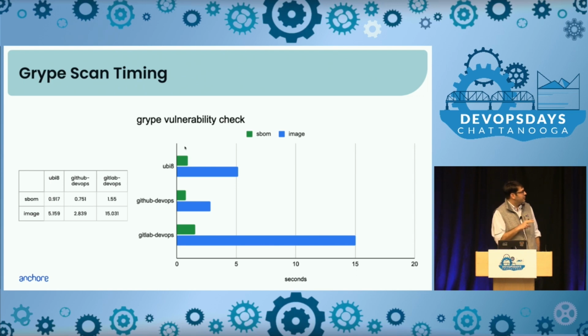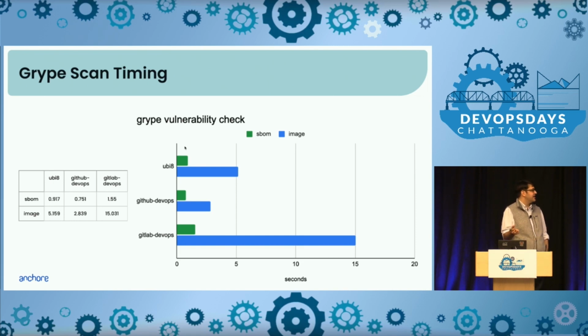But as far as vulnerability checks, this is just timing on vulnerability checks, comparing scanning an SBOM versus scanning an actual Docker image that generated the SBOM. So you see there's a pretty big gap here. The bigger the image gets, the bigger the gap gets. So if you can do these that quickly, the advantage is you can do them more frequently.